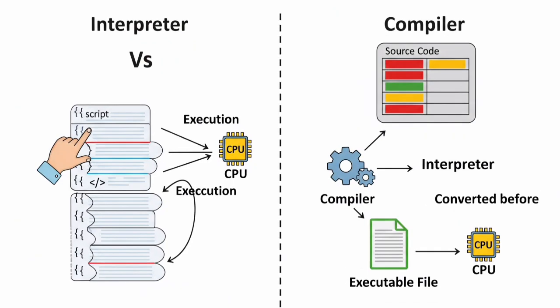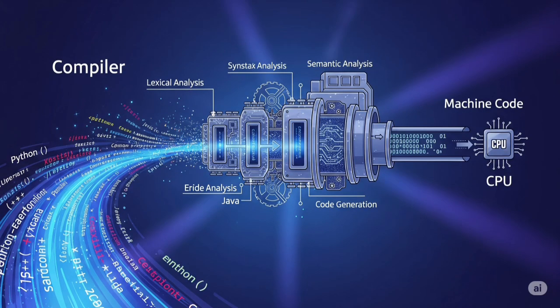Interpreter versus compiler. An interpreter and a compiler are both programs that translate source code into machine-readable instructions. The primary difference lies in how and when they perform this translation. Compiler. A compiler translates the entire source code of a program into machine code before the program is executed. This process is called compilation.